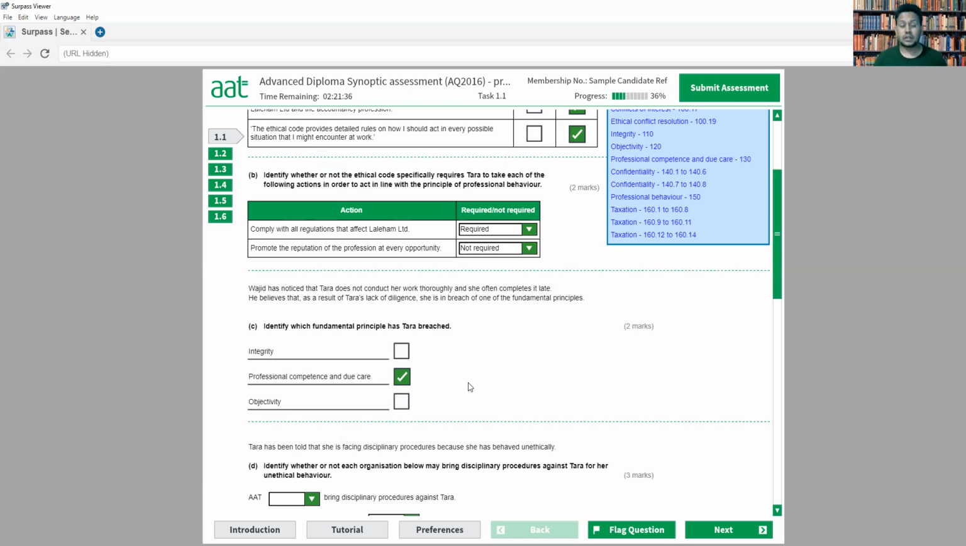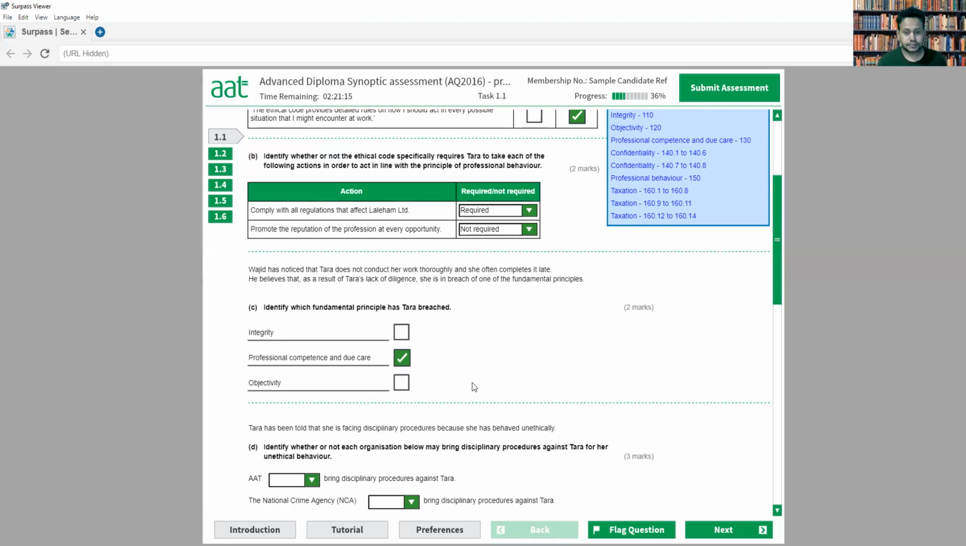Integrity is not the answer. Integrity is all about honesty. Here Tara is honest because she is not stealing the money. And it's not objectivity. Tara doesn't have any personal interest. If she submits the information or does the work a little bit late, she is not getting any benefit. So obviously it's not objectivity. It's professional competence and due care.